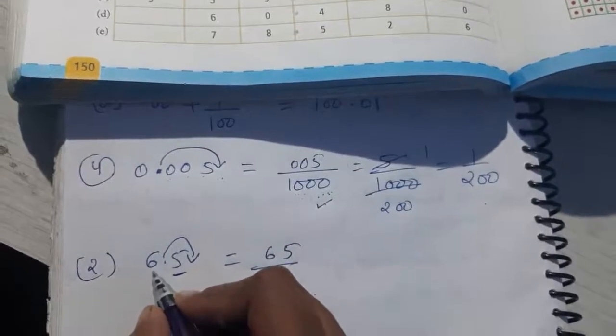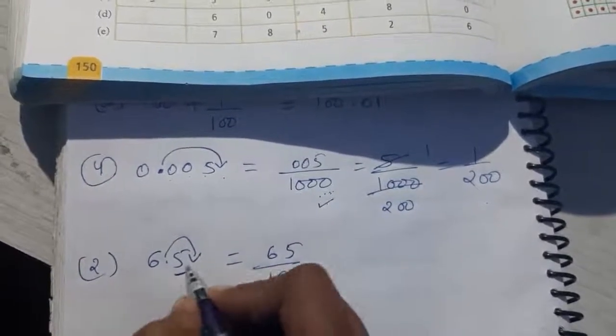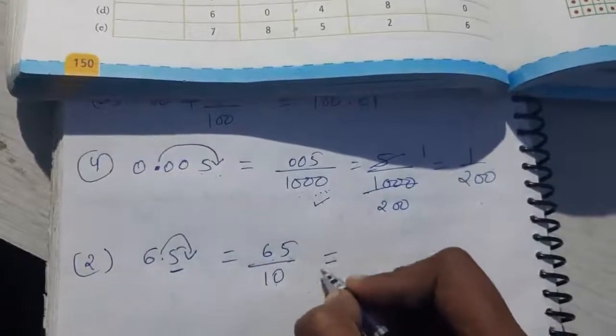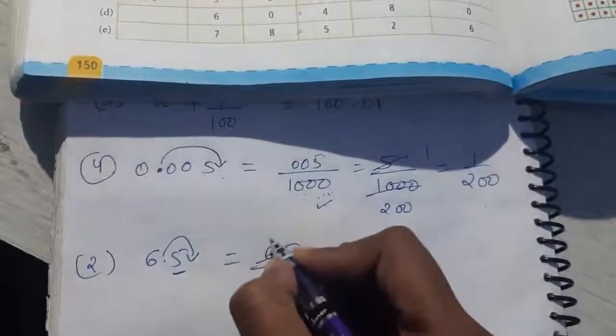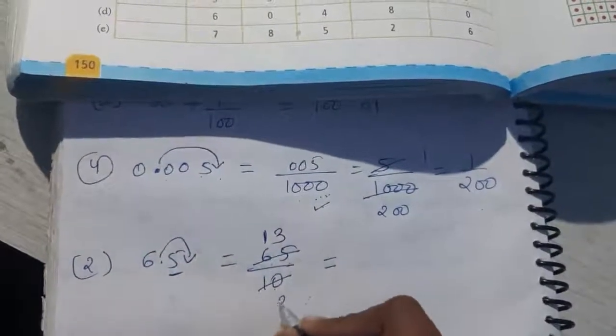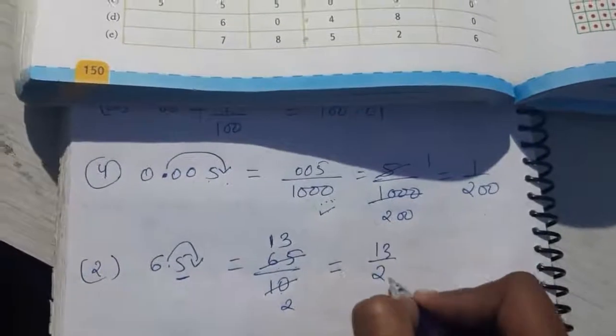Now don't forget, some student what they are doing, 6 को भी remove कर देते हैं, 5 लिख देते हैं. नहीं बेटा, 65/10 आएगा. Now make a lowest term कैसे बनेगा? 5 से कट रहा है, ये 1, 13 और ये 2 टाइम. So that answer is 13/2.